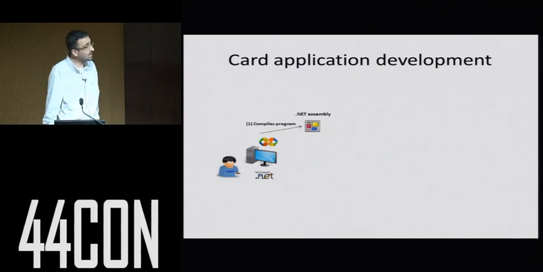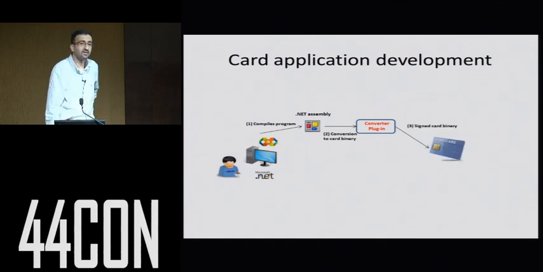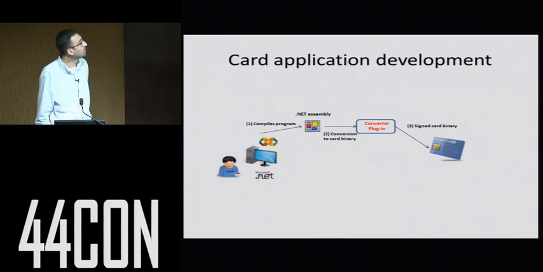So he first compiles his application into .NET assemblies, the regular PE file, Windows PE executable. Then the vendor has provided a converter program, which allows him to automatically convert that .NET assembly to a smart card binary format, and also sign it, and then deploy it on the card without knowing the details of that card binary format, or even how to sign the binary.